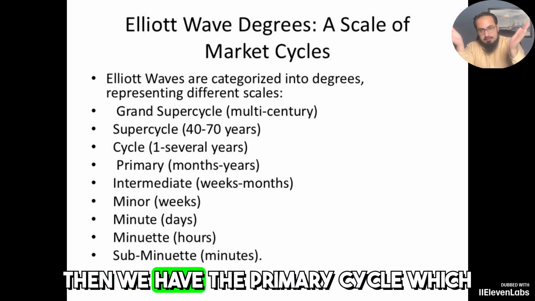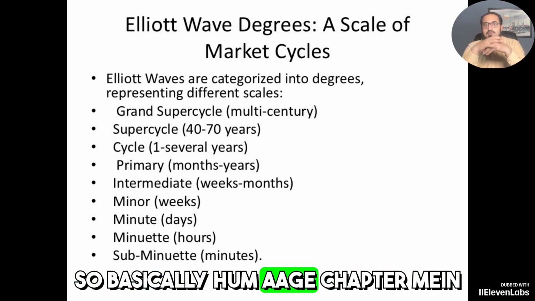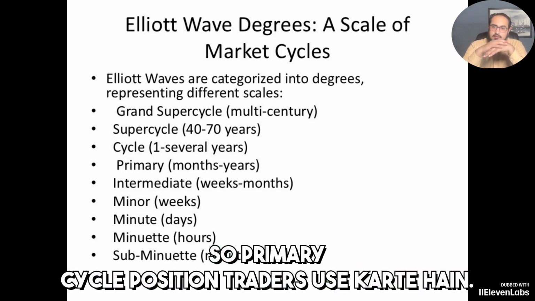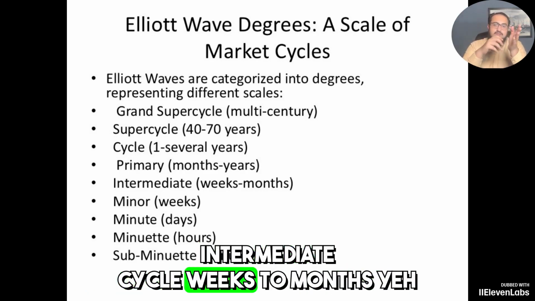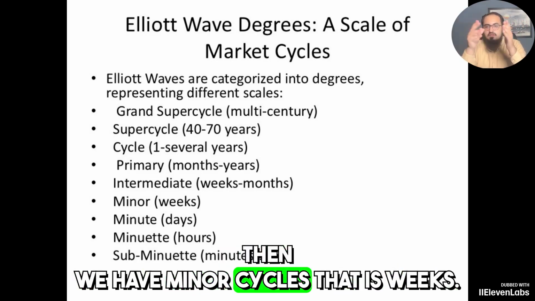And then you have the primary cycle, which is months to years. So basically, in the next chapter, we will discuss position trading. So primary cycles are used by position traders. Then you have intermediate cycles, weeks to months. These are used by position traders and swing traders as well.